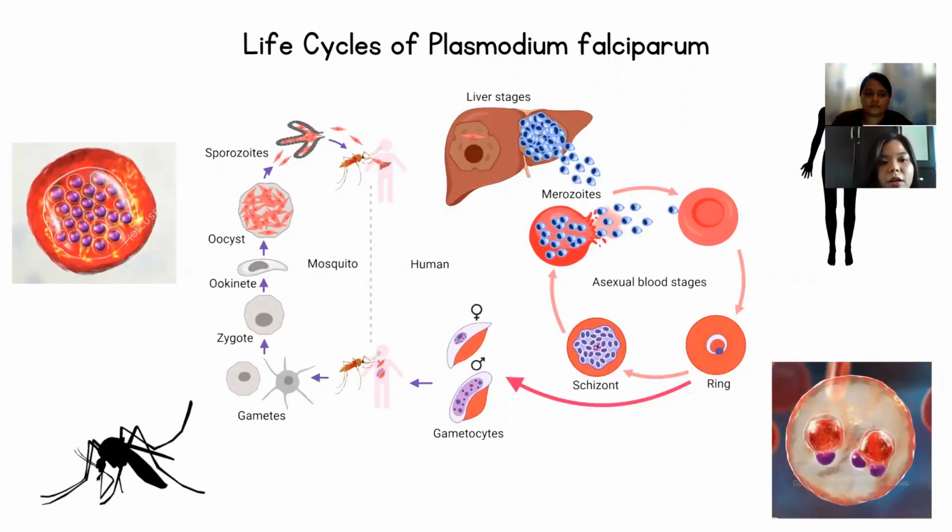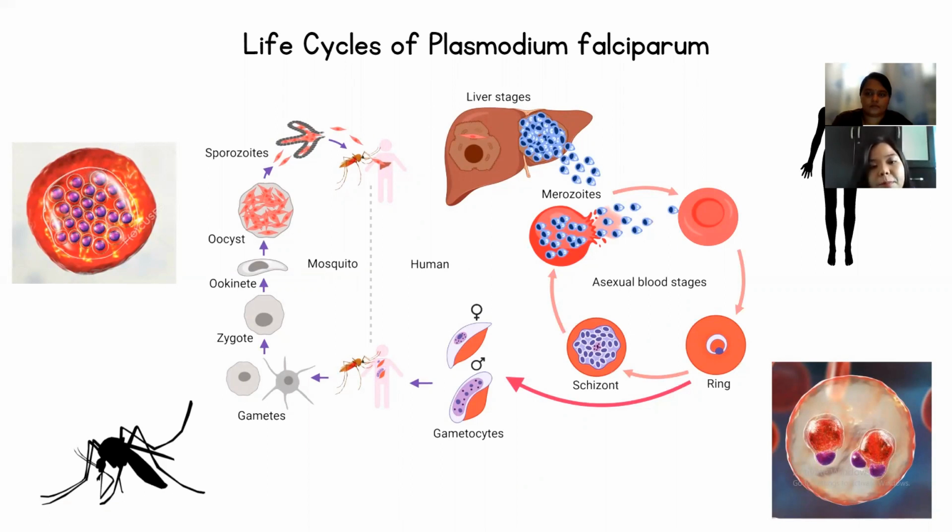The life cycle of Plasmodium falciparum is classified into two parts, in the mosquito and in the human. In the mosquito, the gametes form a zygote, then ookinete and oocyst, and then the oocyst will release sporozoites. Sporozoites are released in the human liver and cause infection in the red blood cell.